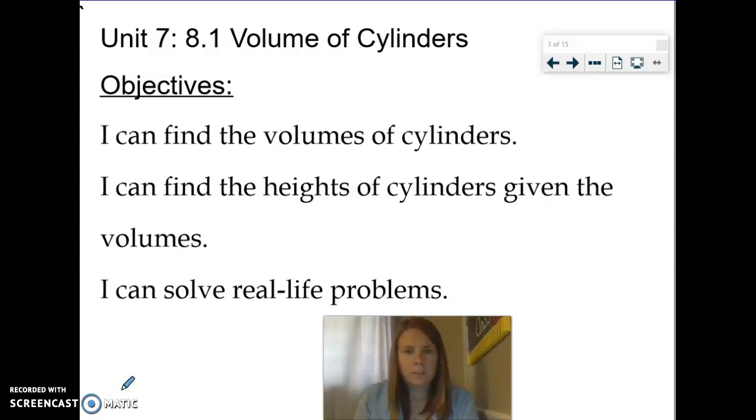So one thing also to mention, I know it's new this week, please make sure you are watching out for that code word. I may do it right away, I may do it later on, okay? So your I can statements for this lesson are: I can find the volume of cylinders, I can find the heights of cylinders given the volumes, and I can solve real life problems.